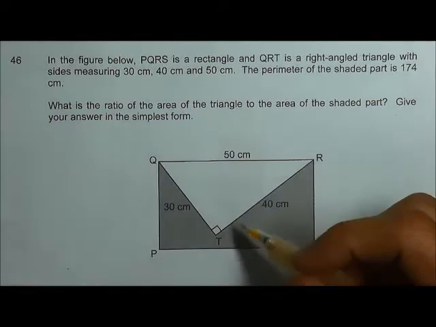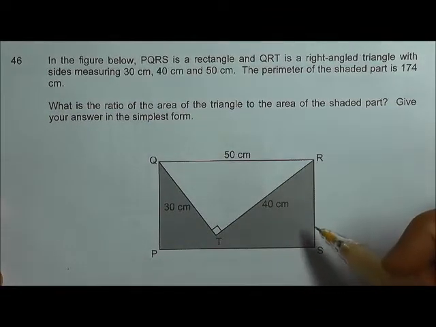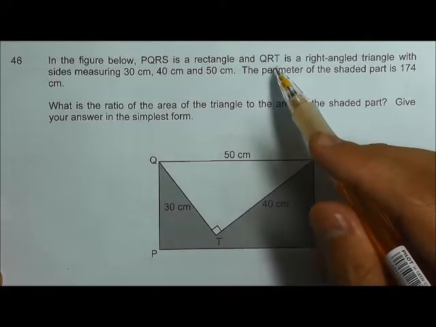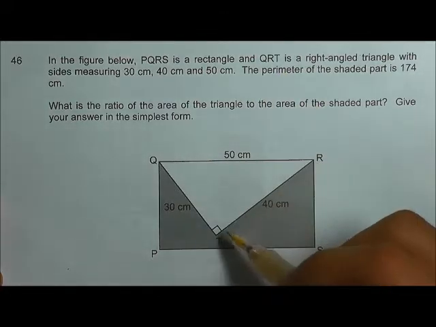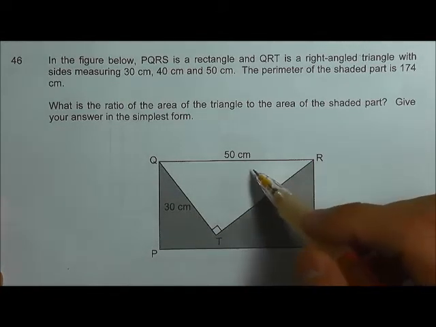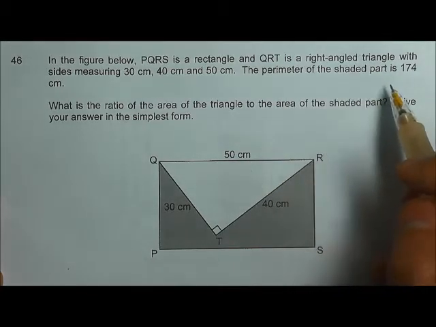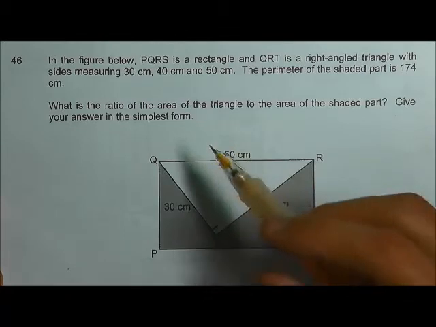Okay, in this figure here, we have PQRS, which is a rectangle, and QRT is a right-angled triangle with the sides measuring 30 cm, 40 cm, and 50 cm. And the perimeter of the shaded part is 174 cm.